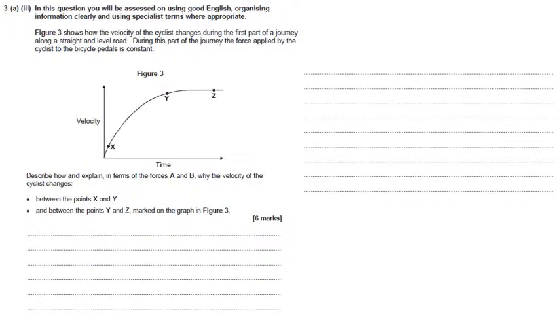The graph in 3A part 3 is a velocity time graph. It shows that the gradient of the graph gradually decreases. This means the acceleration is decreasing until the gradient is completely flat and zero, when the acceleration is zero and the velocity is constant. We're asked to explain, in terms of the forces A and B, why the velocity changes as it does between x and y.